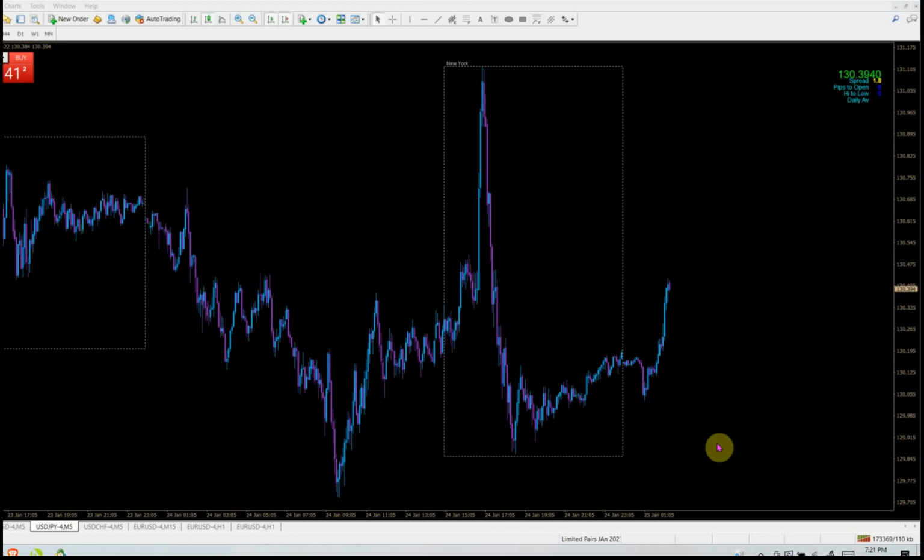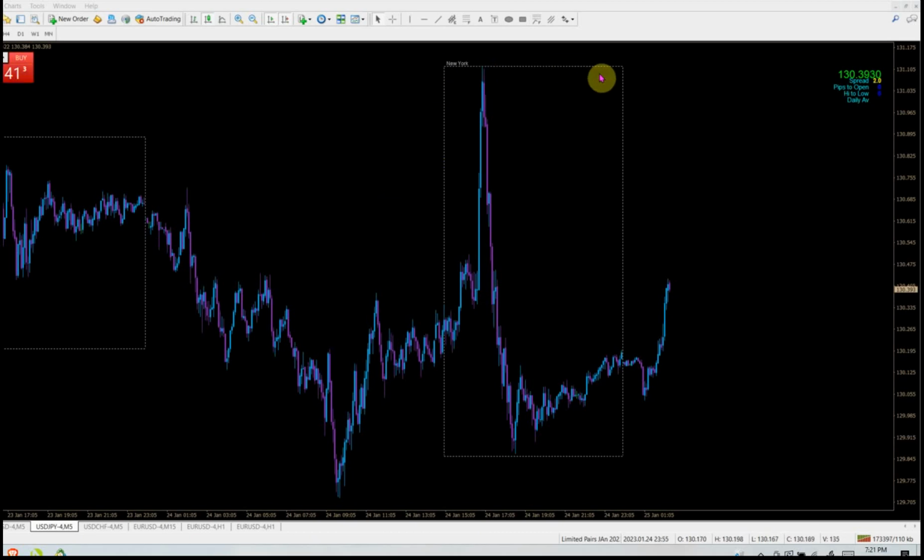All right, so this is basically a session trade. You can see, first of all, I'm on a really short time frame. This is a 5-minute chart. It happens to be the dollar yen. And like I said, this is a 5-minute chart.